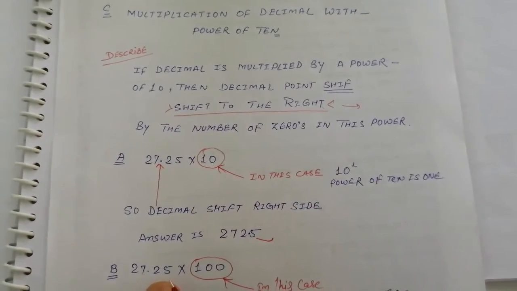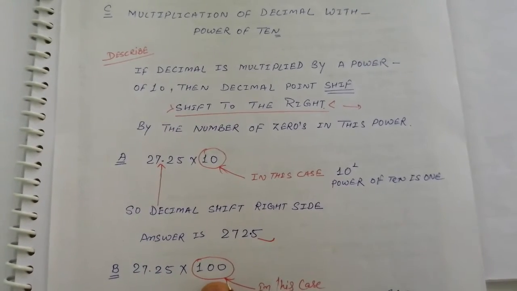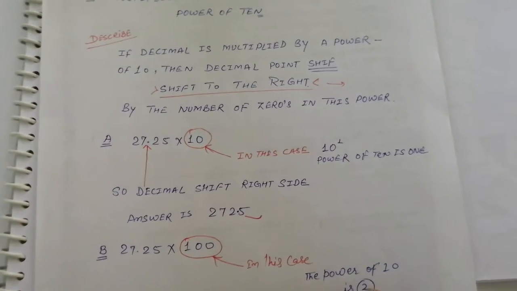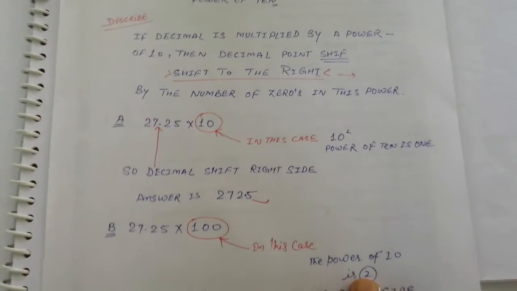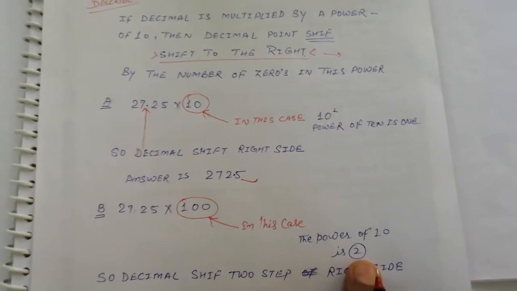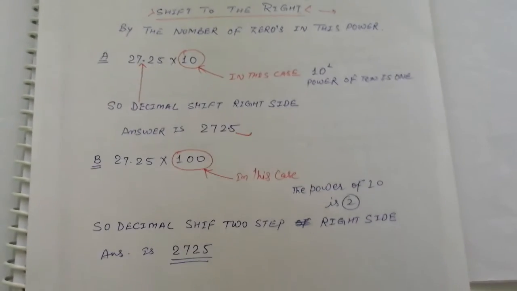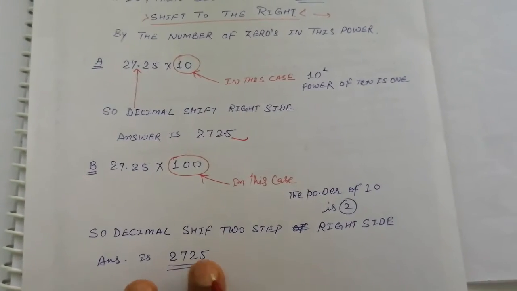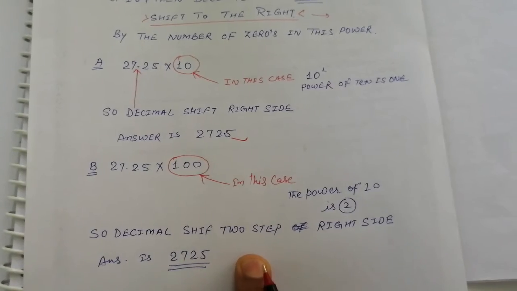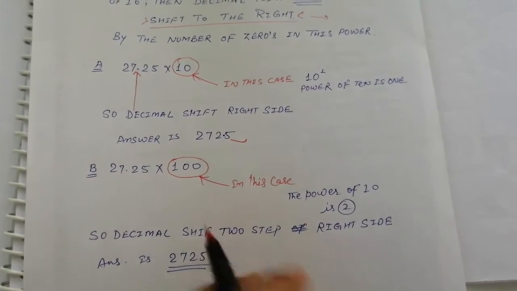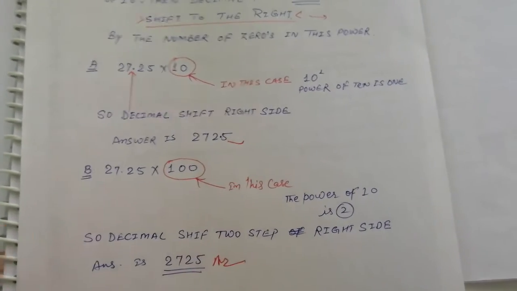Now again an example, 27.25 multiplied by 100. In this case, the power of 10 is 2. So the decimal shifts 2 steps to the right side. And now the answer is 2725. There is no digit after the decimal, so the answer is 2725. Okay, is that clear?